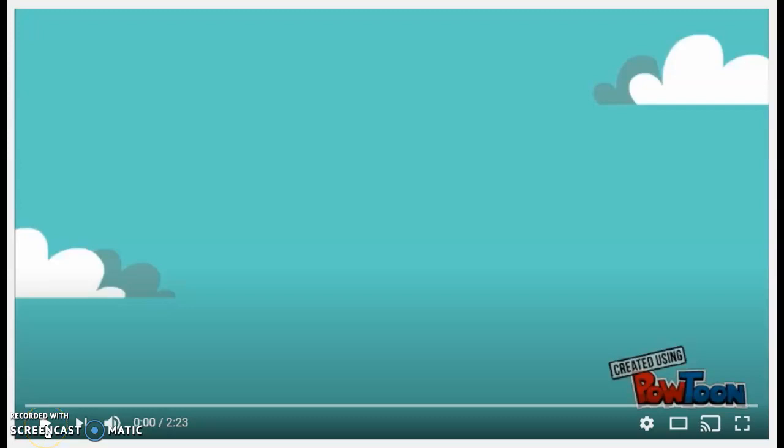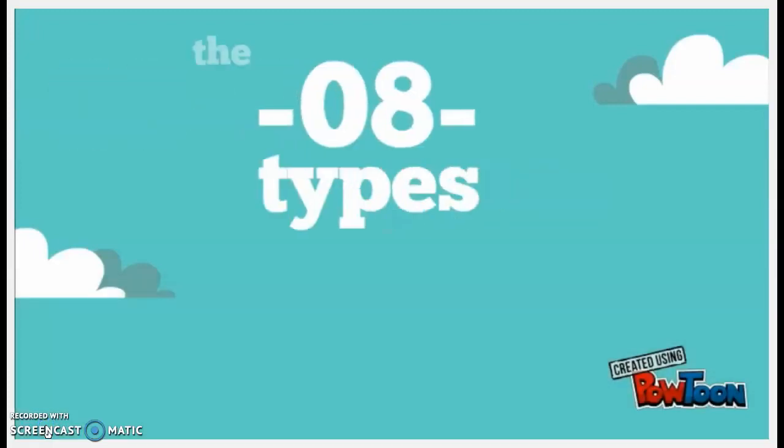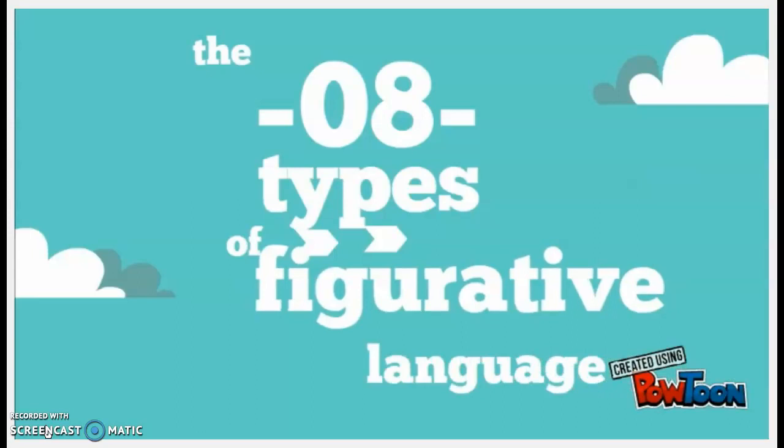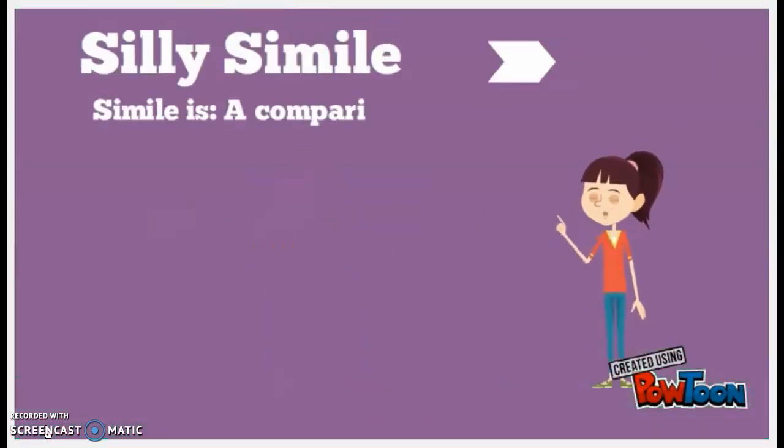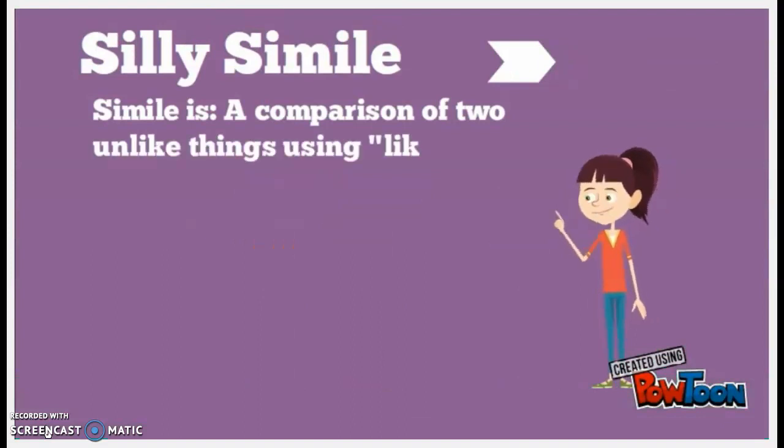Okay, we are going to look at some types of figurative language. So this is just a review. The types of figurative language, we're going to look at 8 different types. First one is a simile, comparison of two unlike things using like or as.